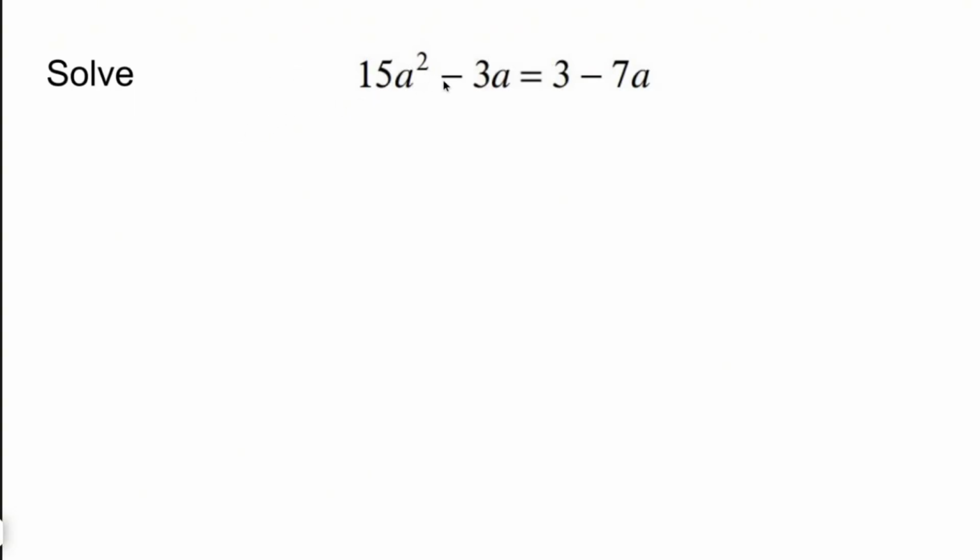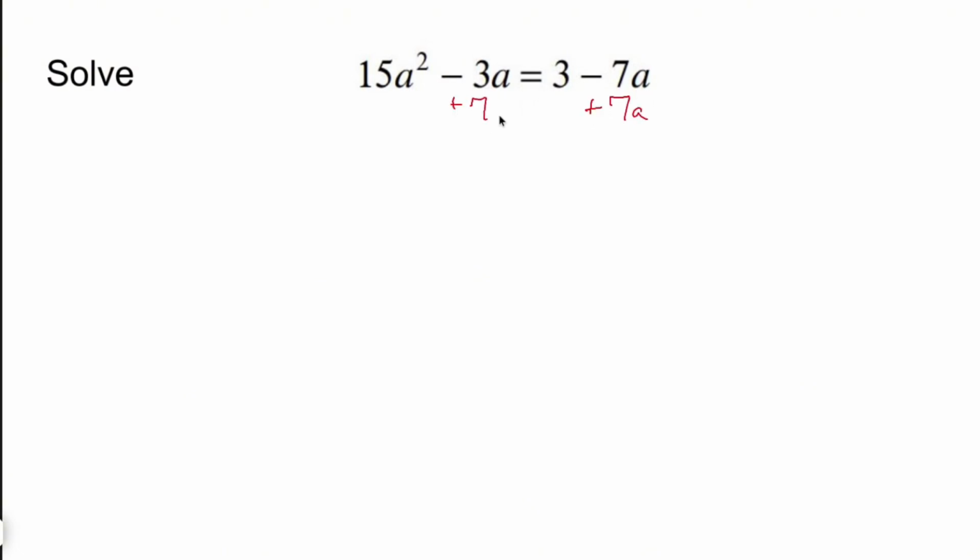Solve 15a squared minus 3a equals 3 minus 7a. Well, in order to solve this type of quadratic, we need to move everything to one side of the equal sign and set it equal to 0. Then factor. So, let's add 7a to both sides.